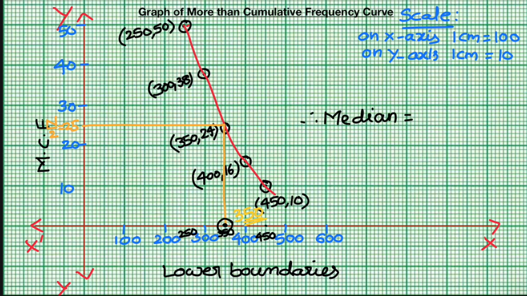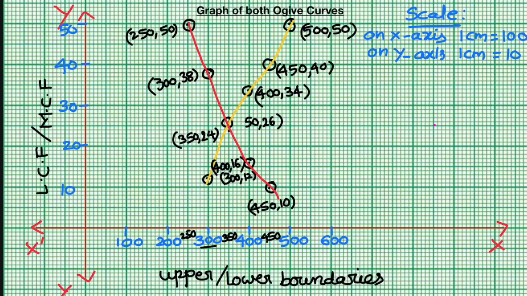Let us take the second method. In this method, we mark the intersecting point of both ogives. From this point, I draw a perpendicular to the x-axis. The point at which it cuts the x-axis gives the median of the given data. Here, the perpendicular intersects at 350. Therefore, the median of the given data is 350.